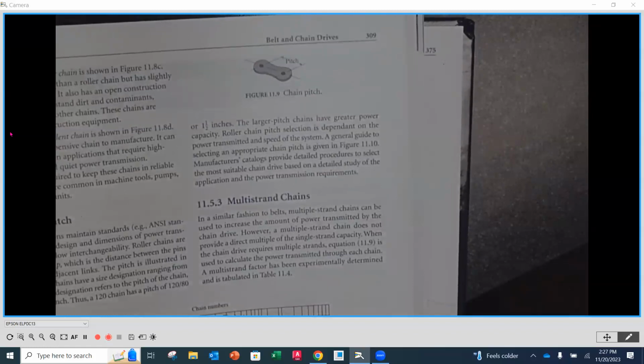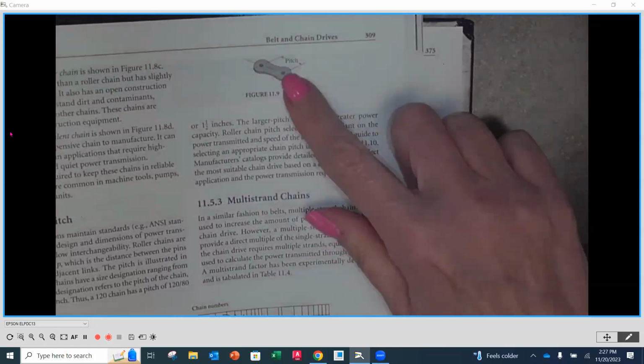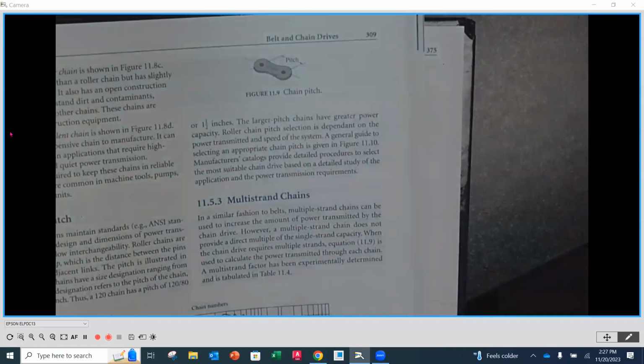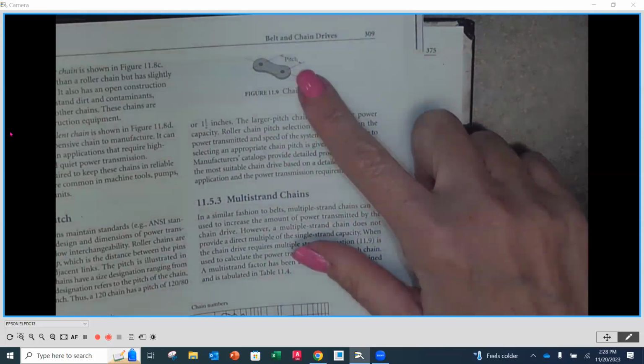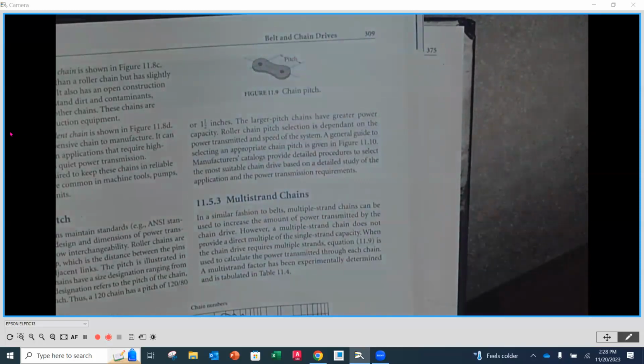Exactly. So now if you take, for instance, number 60 chain. Number 25 chain has a pitch of 0.3125 or 5/16, so kind of small chain, right? If we take 60 and divide that by 80, what do you get? You get 3/4 of an inch, 0.75 is going to be that distance. So it just got bigger. The chain number, we would always divide by 80 to get the actual physical distance.